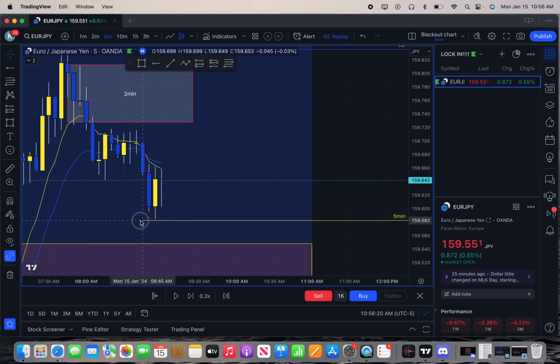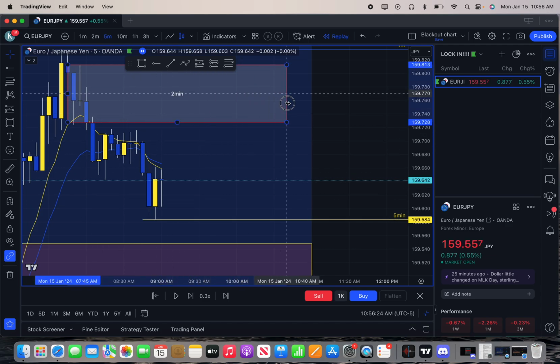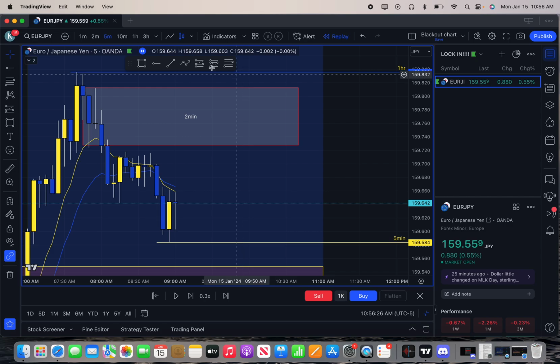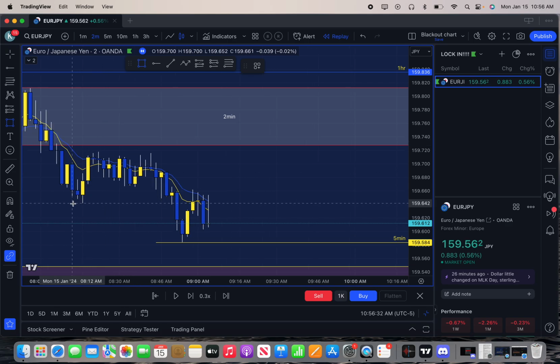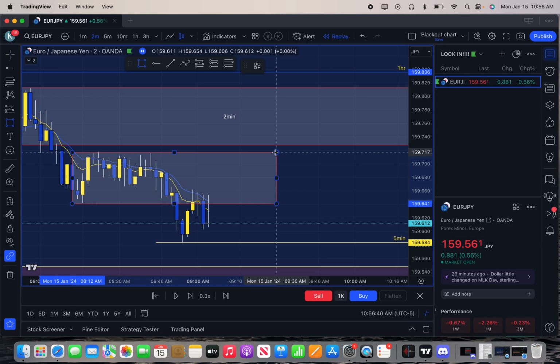So price created another 5 minute low probability setup. We can leave this as an open zone because it hasn't been tested. And now we want to go to the 2 minute again. We see the 2 minute low was broken, and we see it was high probability because it broke here. And then this candle closed below there. So we can draw this next zone on here.